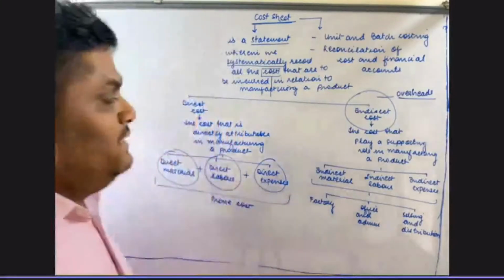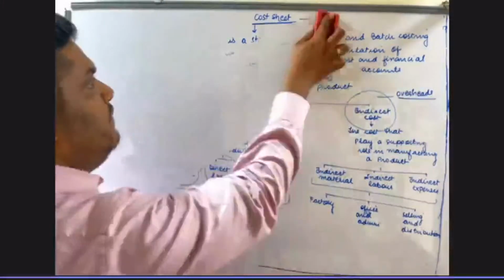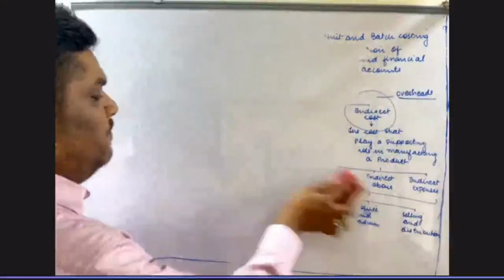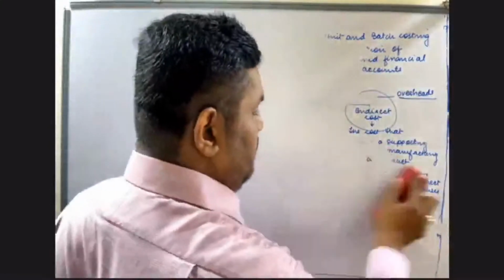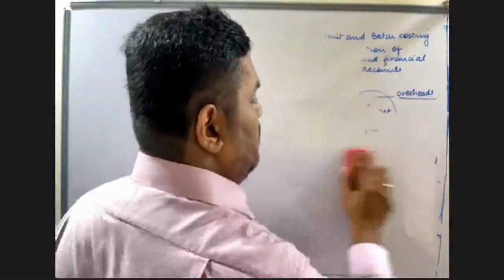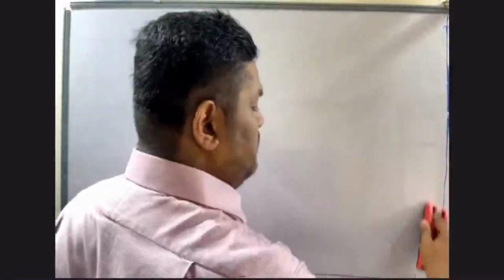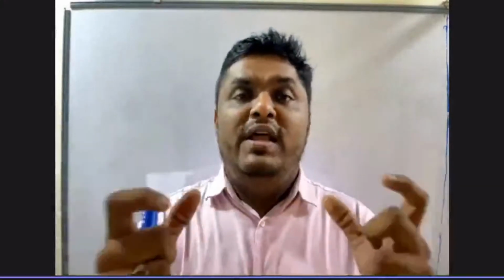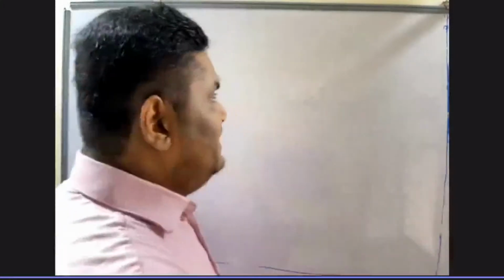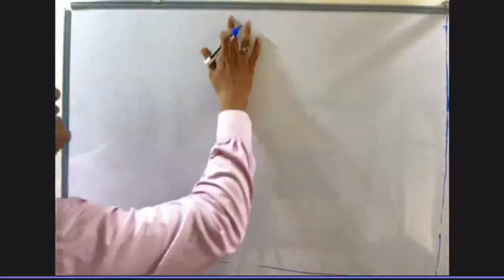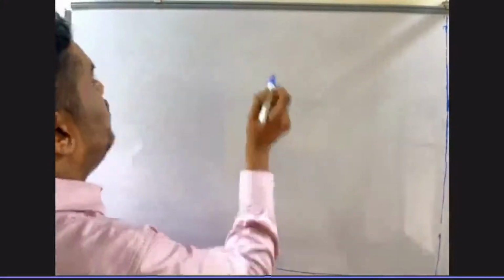So guys, let's proceed further. As I told you guys, this cost sheet is a statement wherein we systematically record all the expenditures. So herein we'll be starting with the format of cost sheet, that is how to record systematically all the expenditures. So let's start, guys.